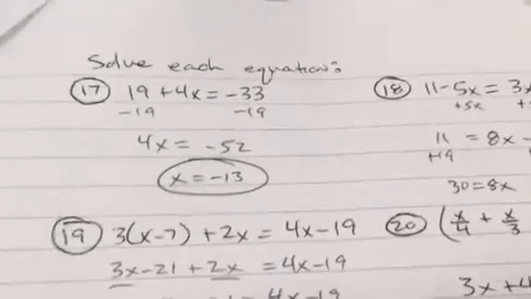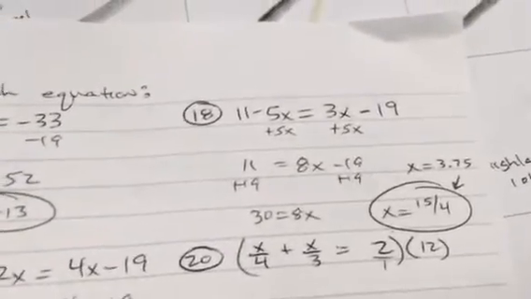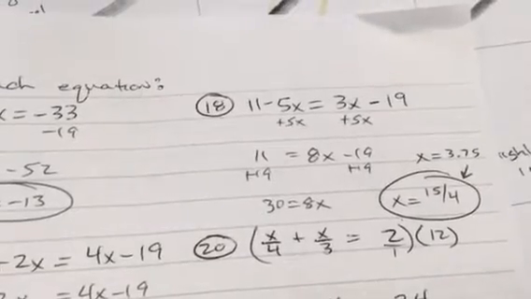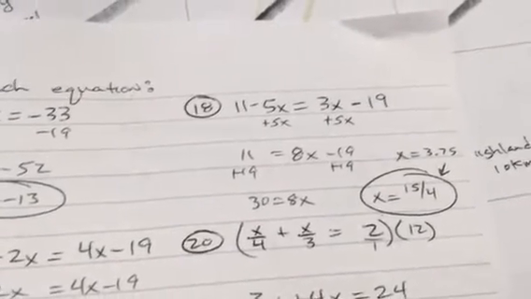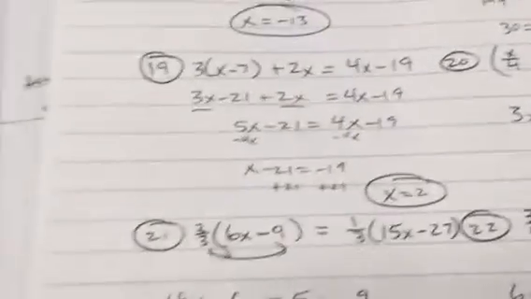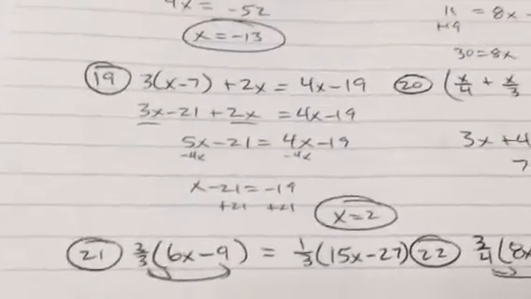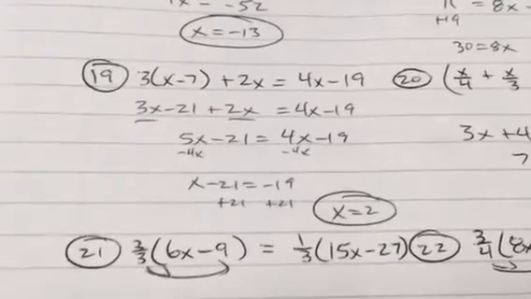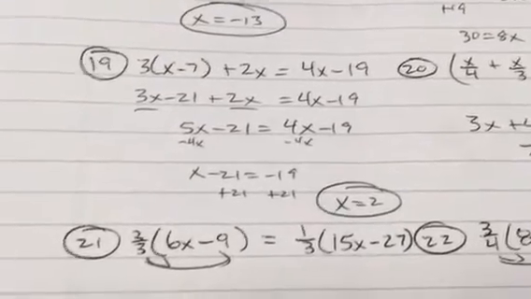Subtract 19, divide by 4. 3x is bigger than negative 5x, so add 5x to both sides. Add 19, divide by 8. Either or, 15 over 4 is 3.75. Let's distribute, combine like terms. 5x minus 21 is 4x minus 19. Add 21 to both sides, x is 2.